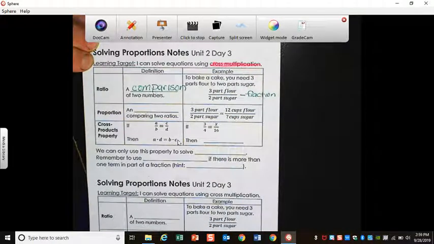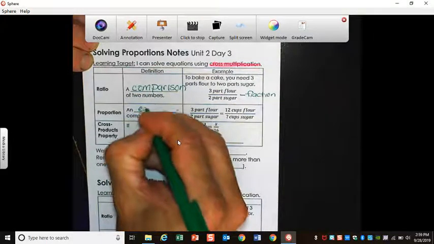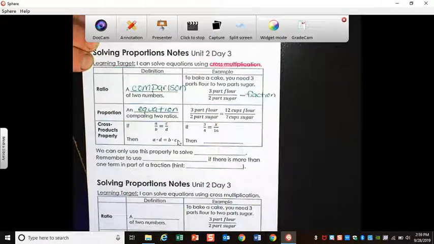A proportion is when we compare two ratios. So a proportion is an equation comparing two ratios. There's always an equal sign in between.